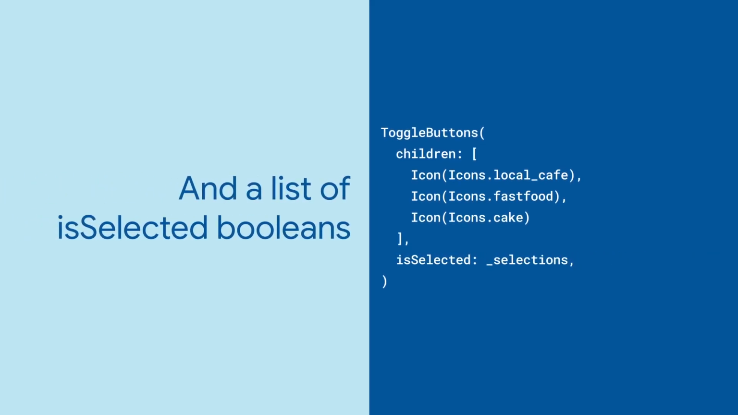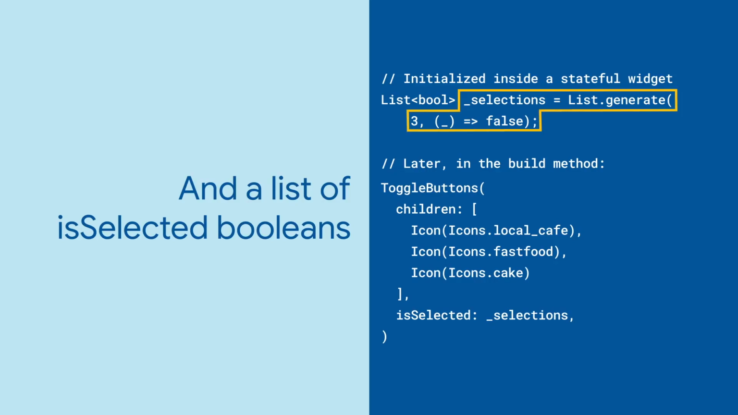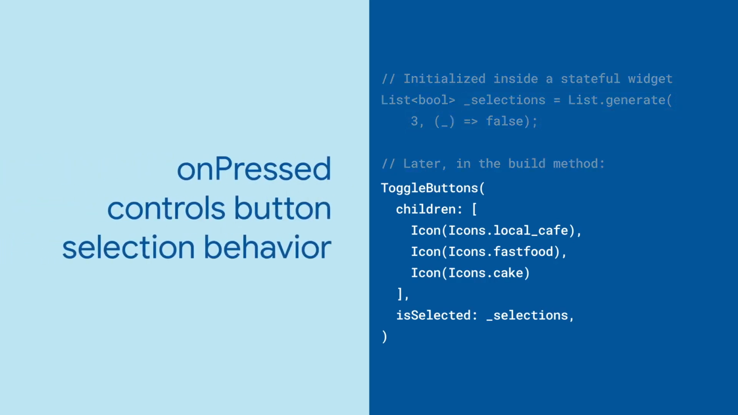Next, set the isSelected parameter. This takes a list of booleans that's the same length as your children list. The isSelected list controls which of the buttons, if any, are selected. Here, we control what buttons are selected with a variable inside a stateful widget.